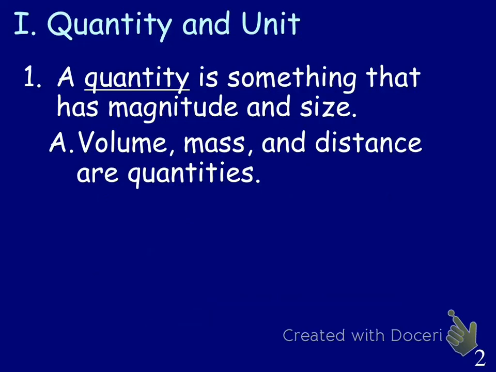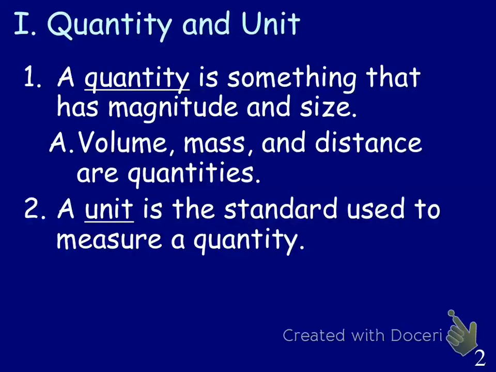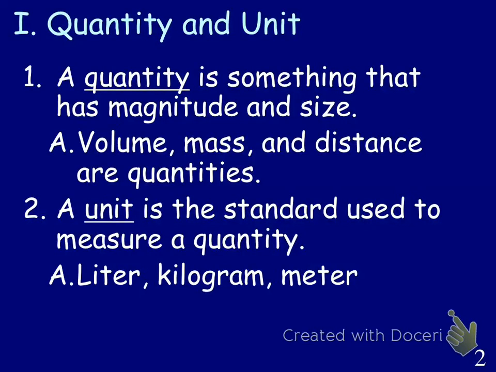A quantity is something that has some kind of size, like the volume of something, the mass of something, the distance of something. Those are quantities, whereas a unit is what you use to measure a quantity. For example, to measure volume, a quantity, you'd use the liter, which is the unit for volume. Or for mass, you would use a kilogram or a gram. Distance, you might use a meter.